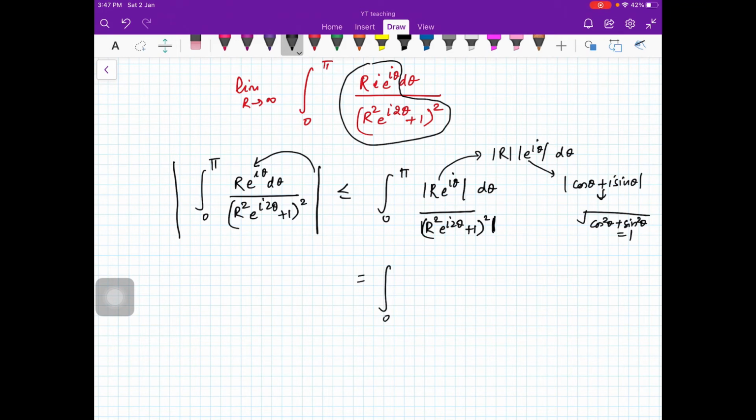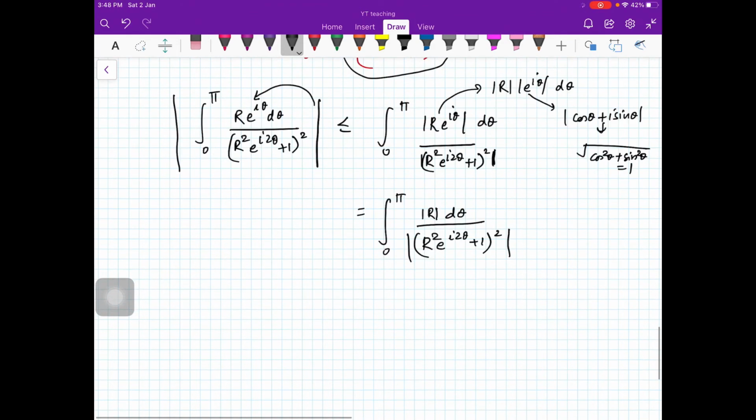So I can further write it as the integral from 0 to pi of mod of r e raised to iota theta, which is 1, d theta upon mod of r square e raised to iota 2 theta plus 1, whole square. Now look at this quantity here. I can bring the mod inside: mod of r square e raised to iota 2 theta plus 1 is greater than or equal to mod of r square e raised to iota 2 theta minus mod of 1.